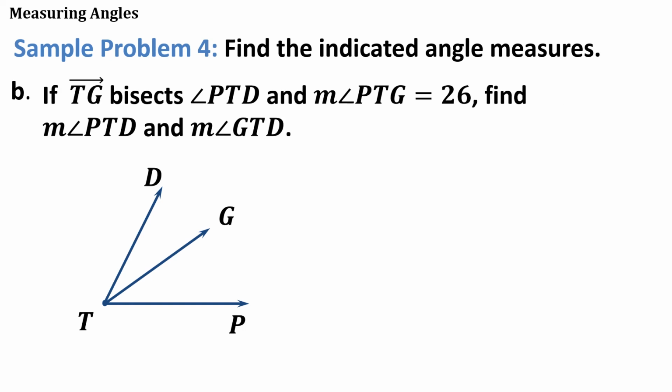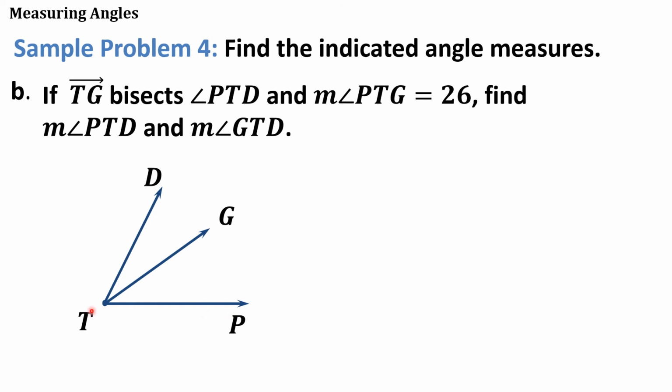Now try this one by yourselves. Find the indicated angle measurements. They're telling you that you have this ray right here that is called TG and is bisecting, and that word is very important because that just means that I am dividing my angle into two equal parts. And they are telling me that the measurement of the angle PTG equals 26.